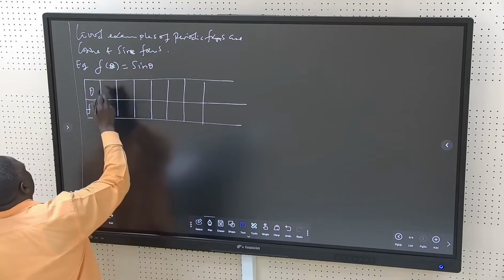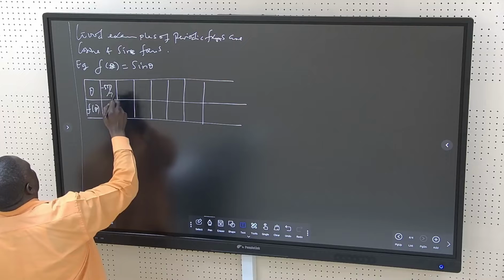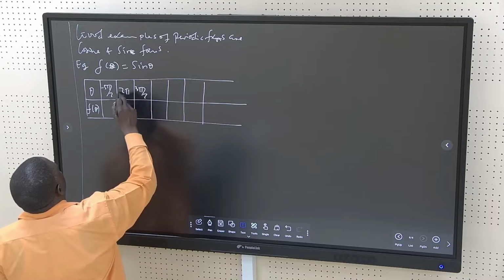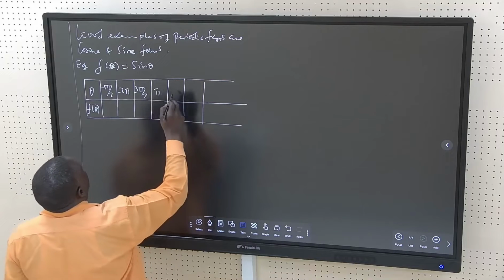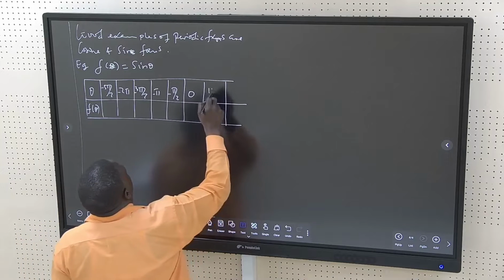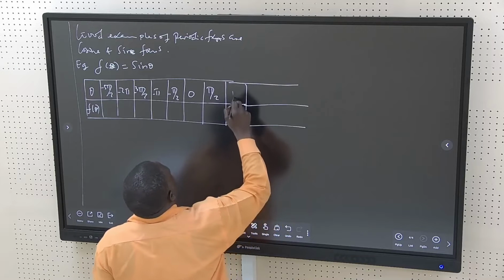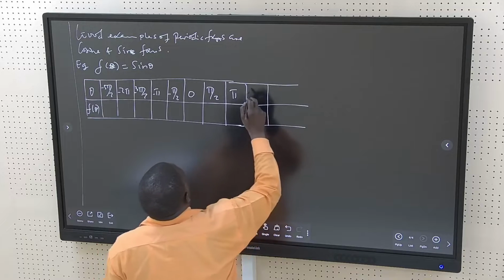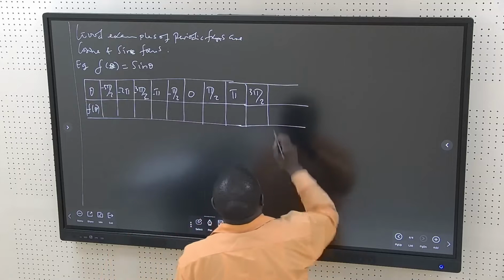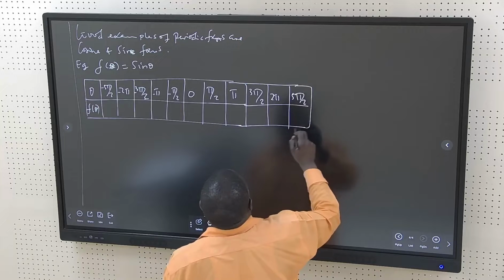So we can have here negative 5 pi over 2, negative 2 pi, negative 3 pi over 2, negative pi, negative pi over 2, 0. Then we can have pi over 2, pi, 3 pi over 2, 2 pi, and 5 pi over 2.